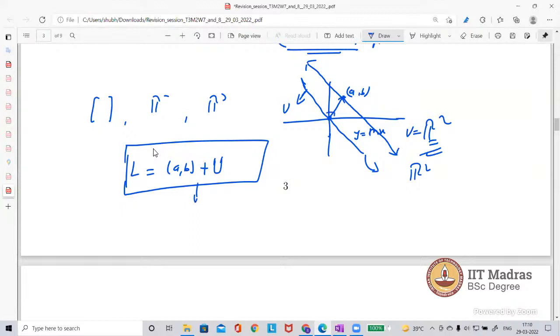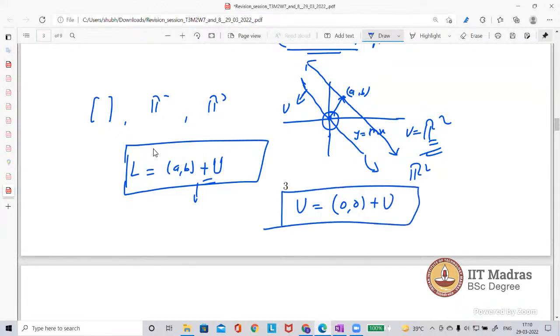U is also itself an affine subspace. If you want to write it using the definition, U equals (0, 0) plus U itself. So that's all. This is what is meant by affine. Affine subspaces are geometrically shifts of the subspaces. You can see that this is happening.